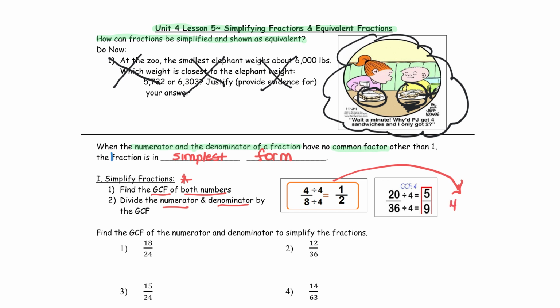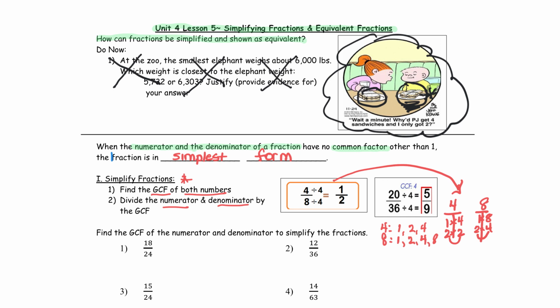I would suggest, and what we're going to be doing just for the time being, is making a T-chart. So it would be 1 times 4, 2 times 2. For 8, it would be 1 times 8, 2 times 4, and that's it. Because if we go 4 times 2, it's the same thing. So the factors of 4 are 1, 2, and 4. The factors of 8 are 1, 2, 4, and 8.